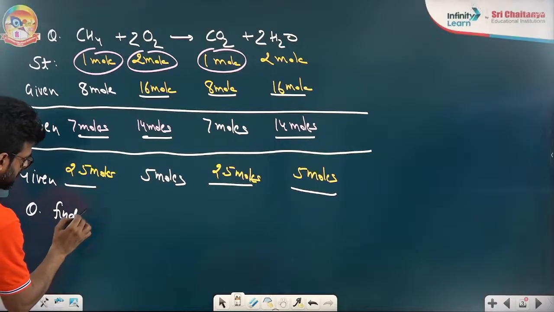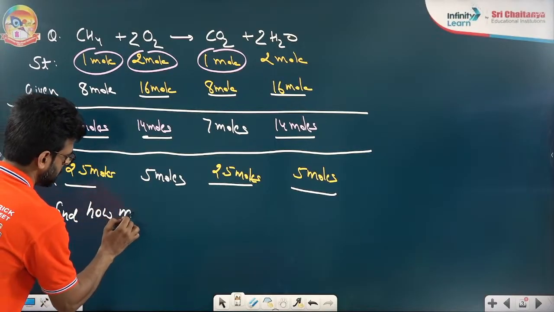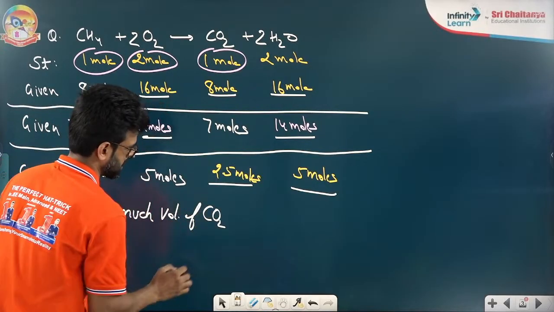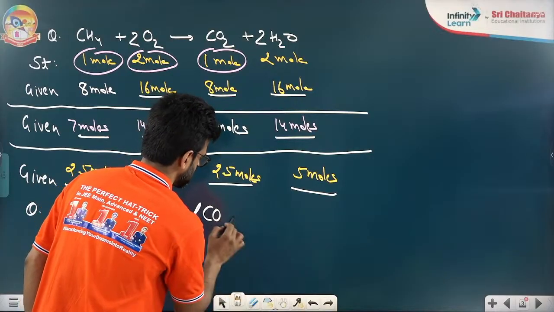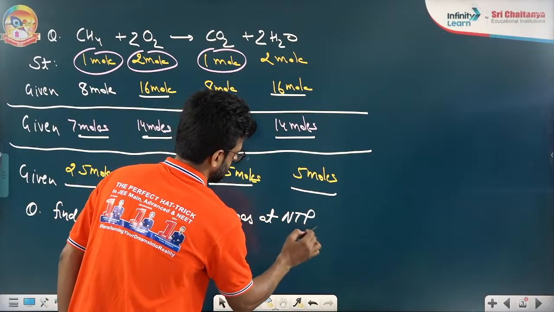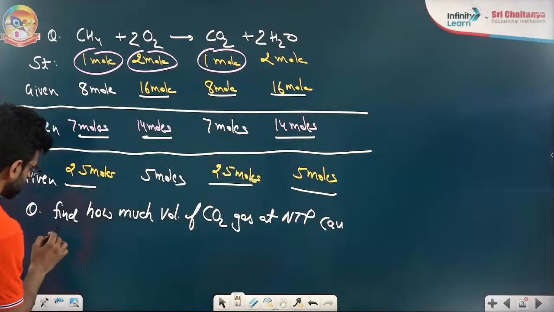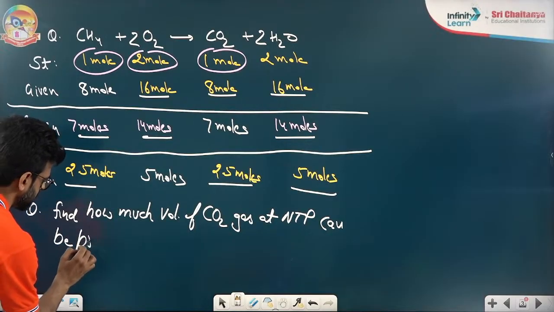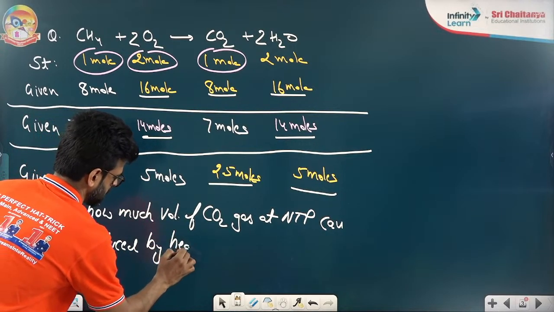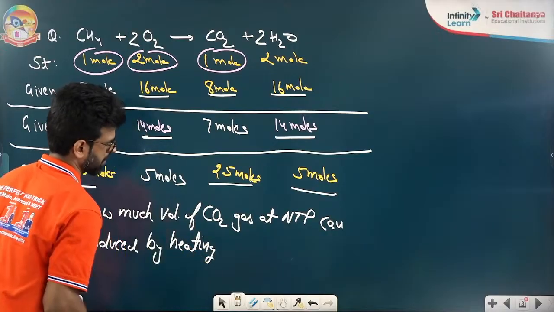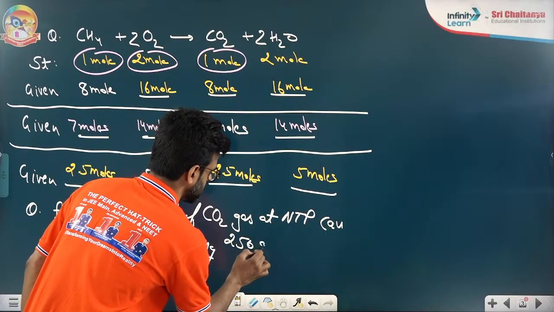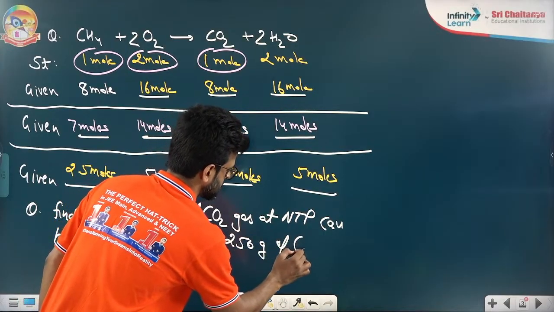Okay, fine. Now, easy question. Find how much volume of CO2 gas at NTP can be produced by heating, imagine 250 gram of CaCO3.